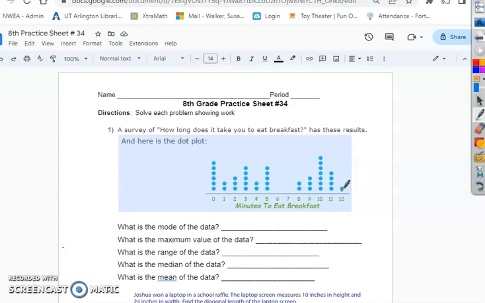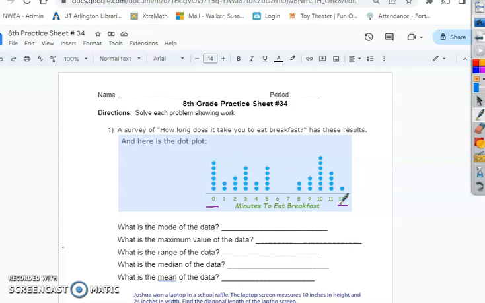What is the range? The range is the biggest number that has a dot over it minus the smallest number. It has nothing to do with the number of dots. As long as it has one dot, that's the largest value. This is the smallest value, and you subtract 12 minus 0.